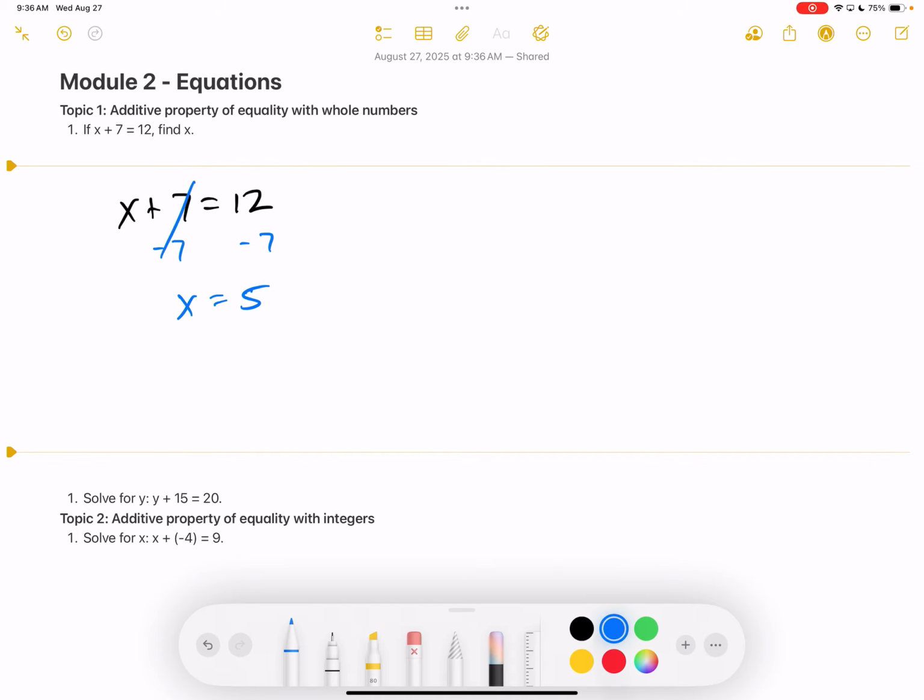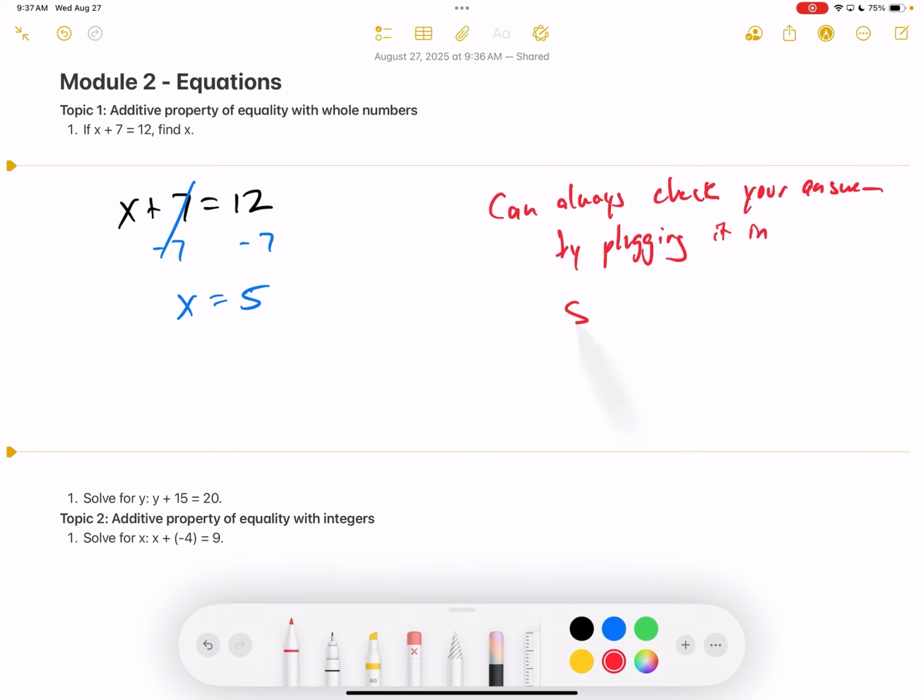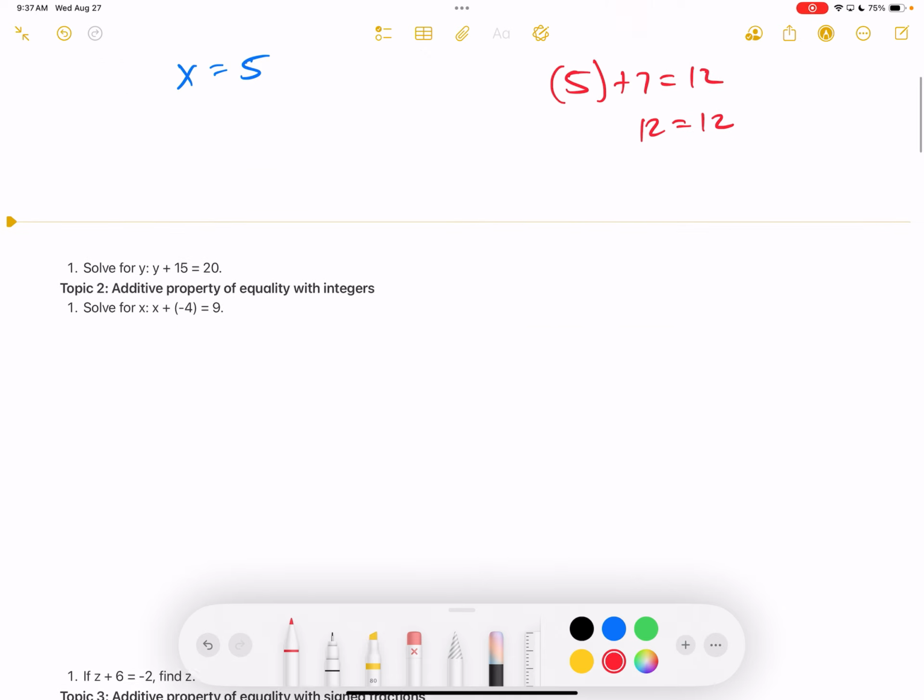You don't need to always check it, but you can always check your answer by plugging it back in. So if x equals 5, I could plug in 5 for my x in x plus 7 equals 12, and that gives 12 equals 12. It's not a bad idea to do it on tests. I wouldn't do it every single time, but you can always check your answer by plugging it back in.